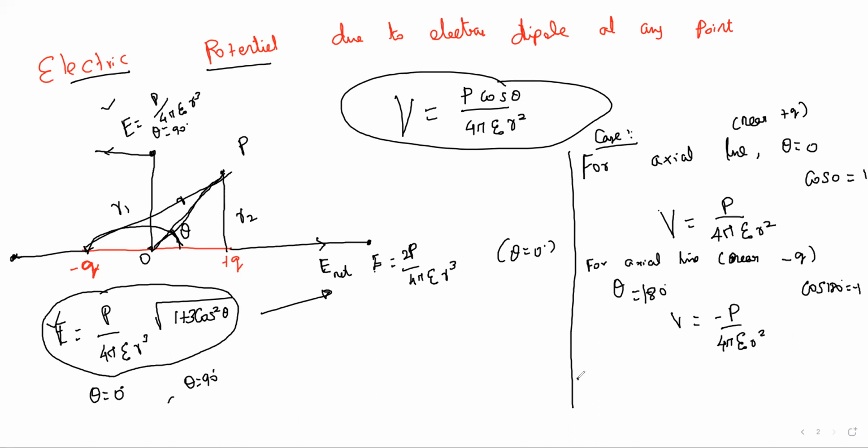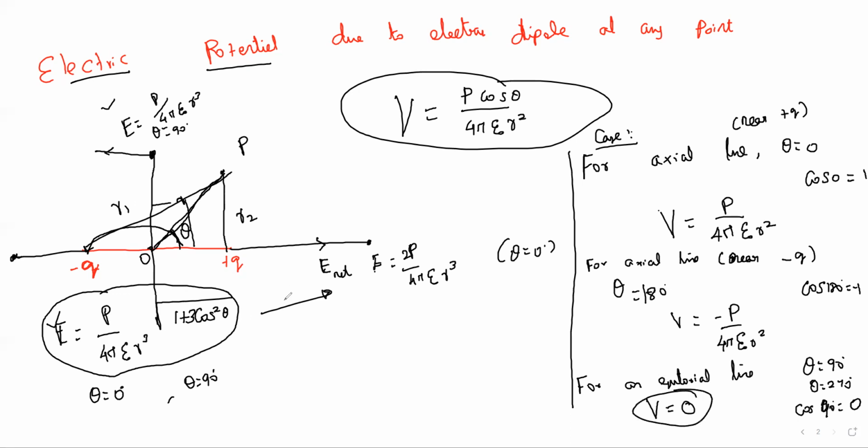And now for an equatorial line, the third case, for an equatorial line, theta will be 90 degrees. Or if you take the equatorial line like this, theta will be 270 degrees. Either 90 degrees or 270 degrees, cos theta, cos 90 or cos 270, if you try to find it, it will be 0. So V will become 0.